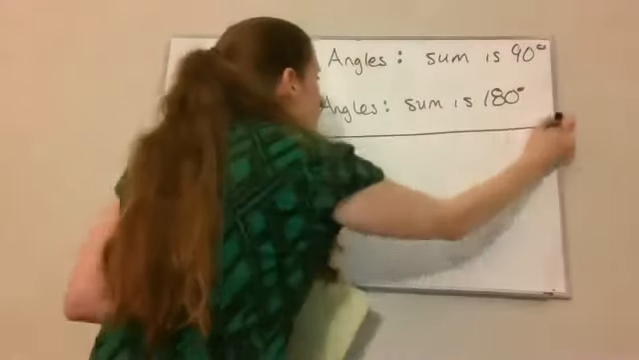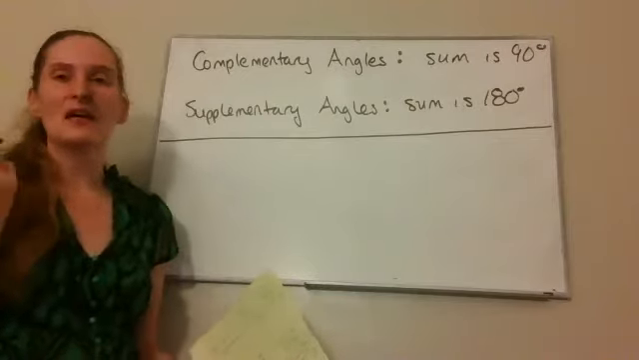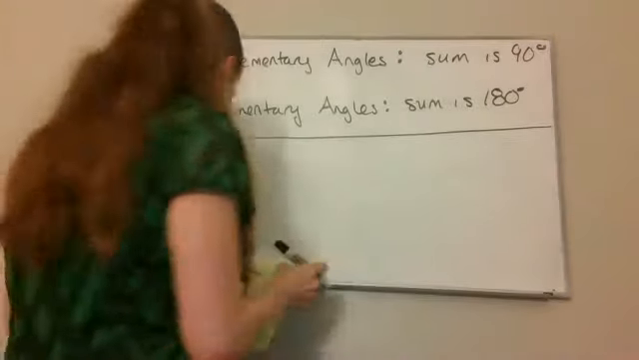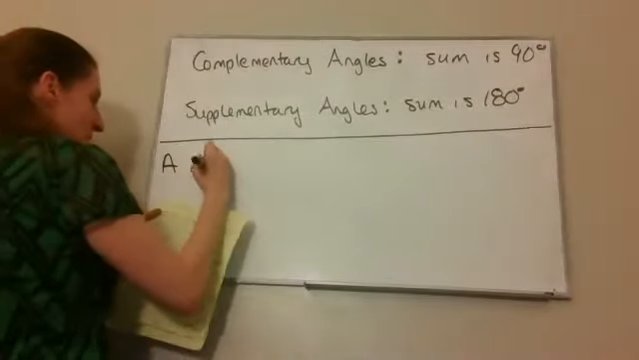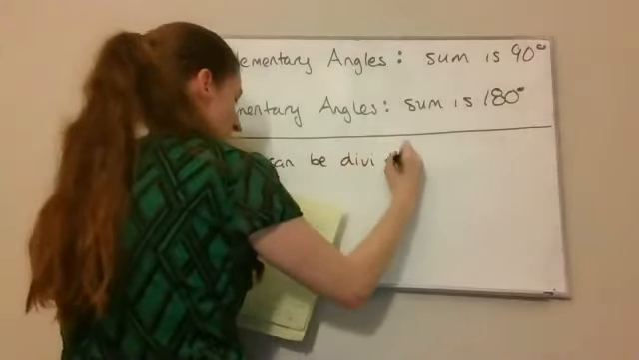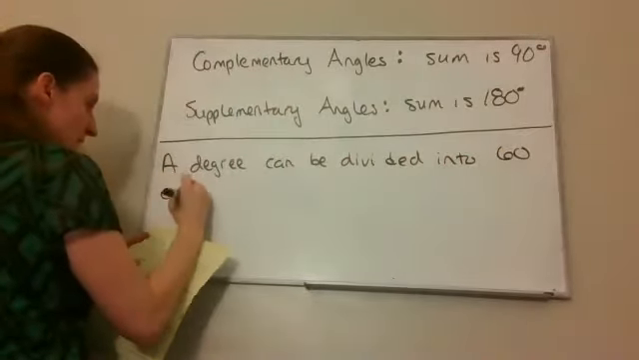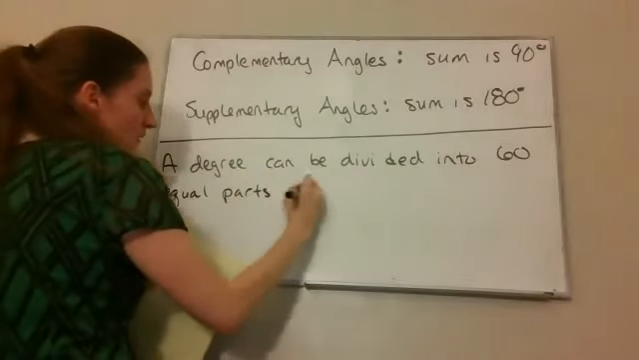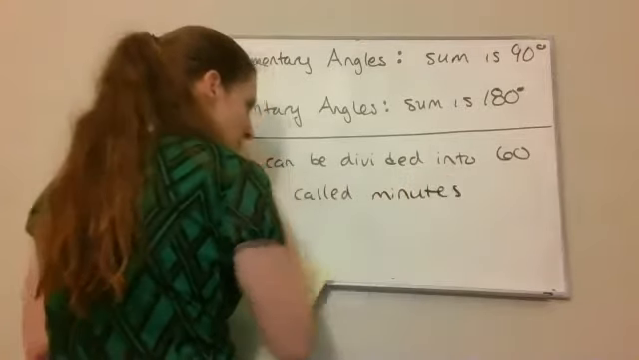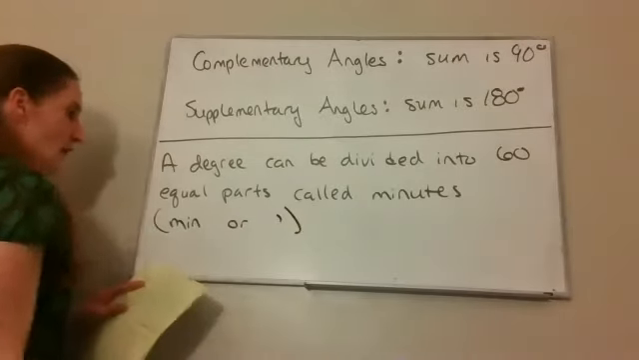So I'm sure most of you have probably dealt with degrees before for your angles, but you might not have talked about more precise measurements of angles that are called minutes and seconds. So a degree can be divided into 60 equal parts called minutes, which we denote by MIN or a little apostrophe.